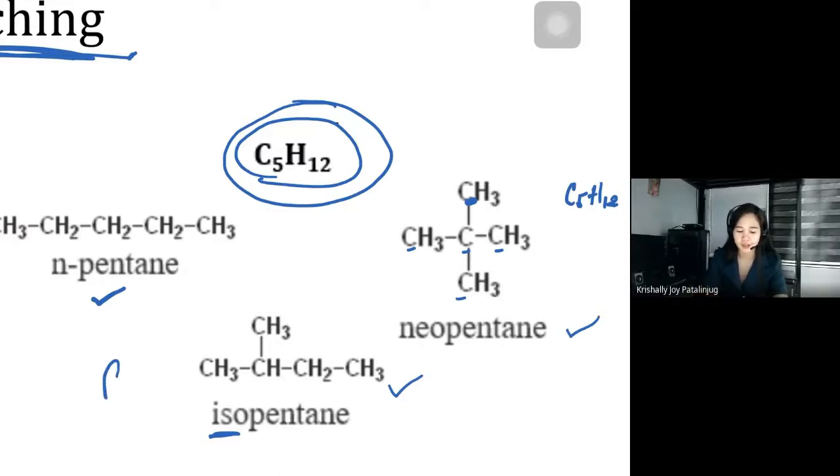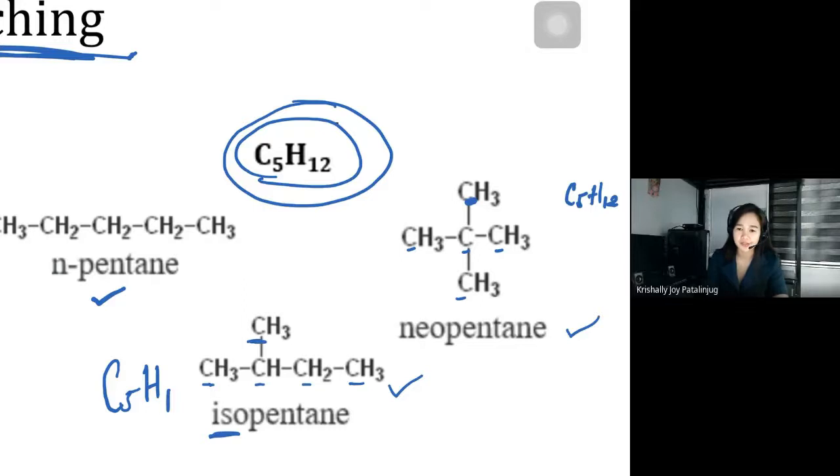So for its carbon, diba, meron siyang 4 carbon parent chain, then merong branch na methyl. So total of 5 carbon. Then the hydrogens 12 din. No, 3, 6, 9, 10, 11, 12. Okay? So the same formula, different yung structure nila.